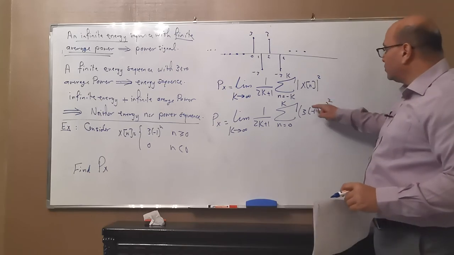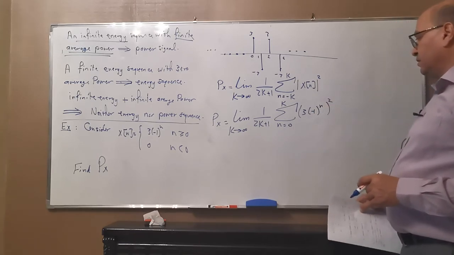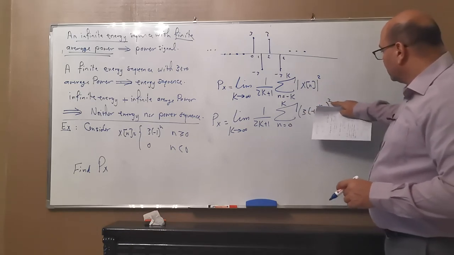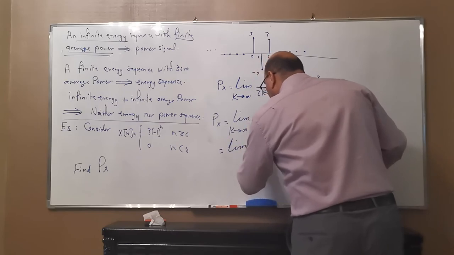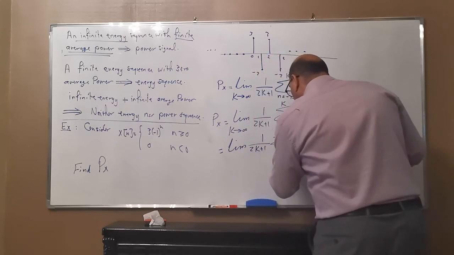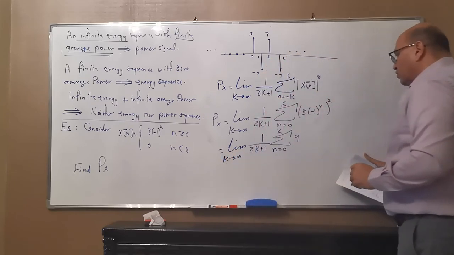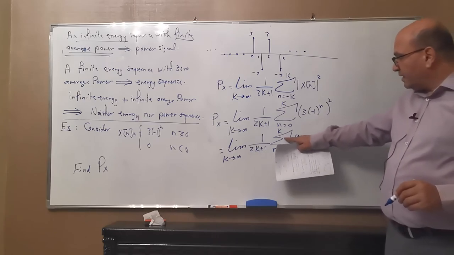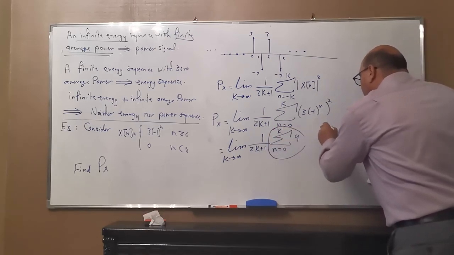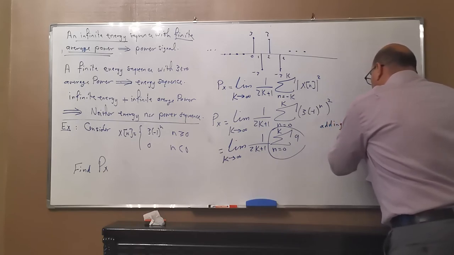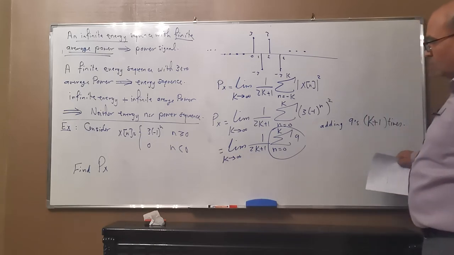The signal is real, so the magnitude squared is the square of each value. Minus 1 to the power n squared, which is minus 1 to the power 2n, is equal to 1. 3 squared is 9, so you are adding 9s. So this equals the limit of 1 over 2k plus 1 times the summation of 9s from n equals 0 up to k, as k goes to infinity. How many times are you adding 9s? You are adding 9s k plus 1 times, from 0 up to k.